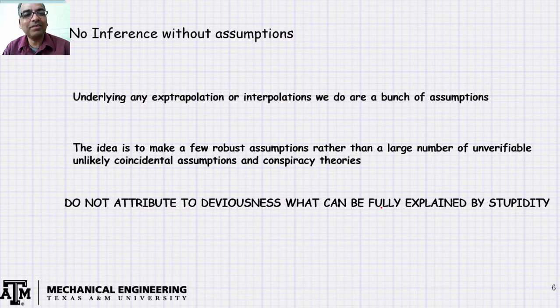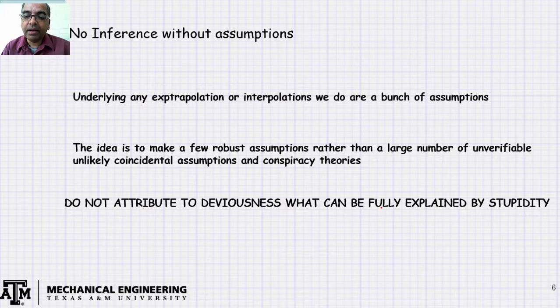Okay, so there's always some assumption underlying any model. So the question is, you have to make a few robust assumptions rather than a large number of unverifiable or unlikely coincidental assumptions and conspiracy theories. So robust assumptions means it's reasonably tolerant to making different kinds of assumptions and so on, so that it has to be reasonably tolerant and still give you the same results.